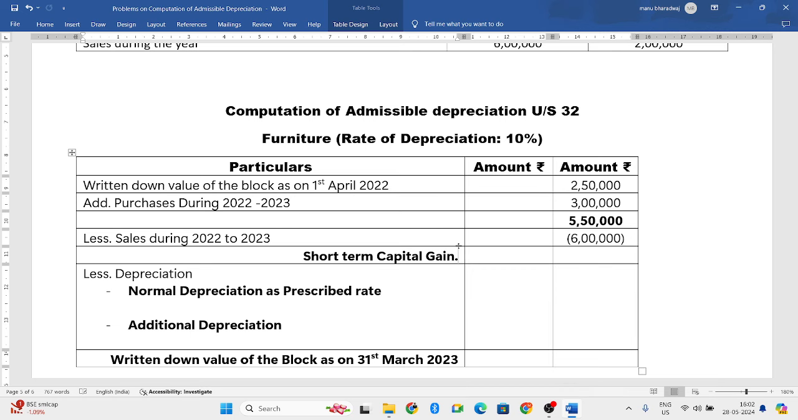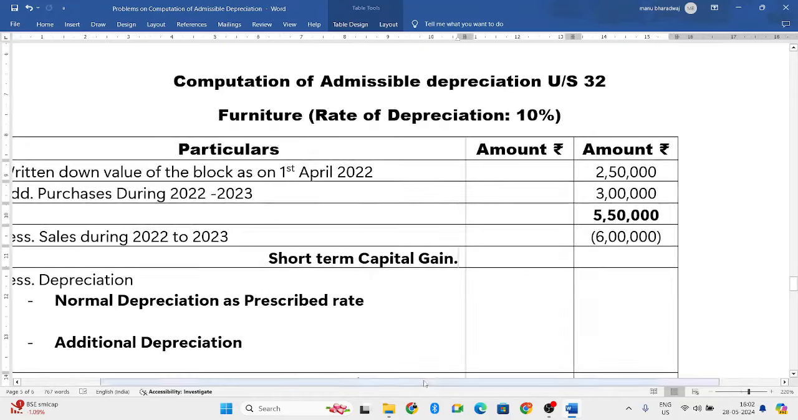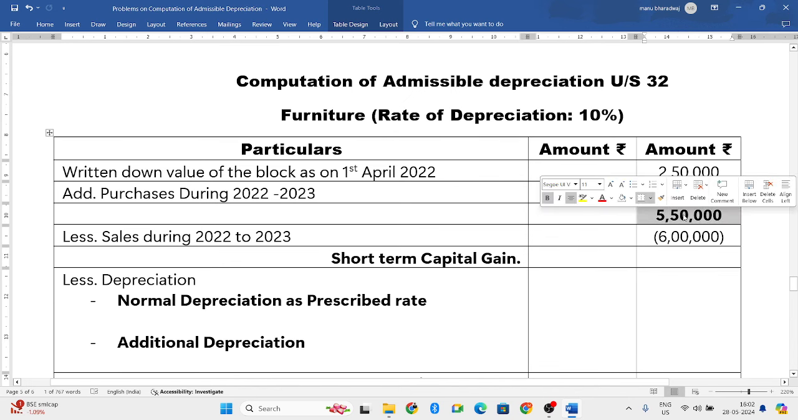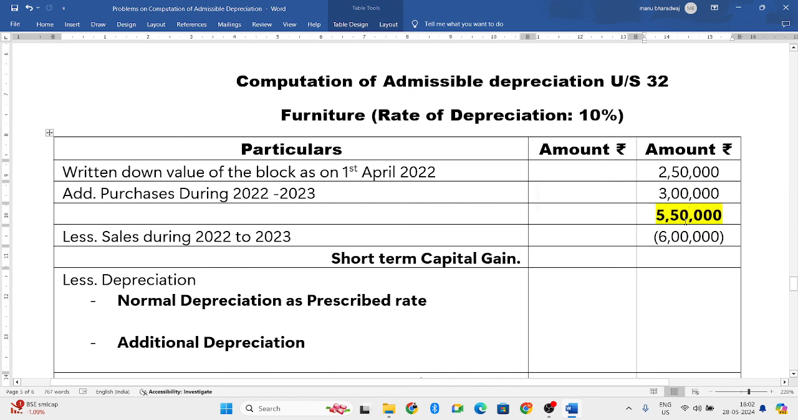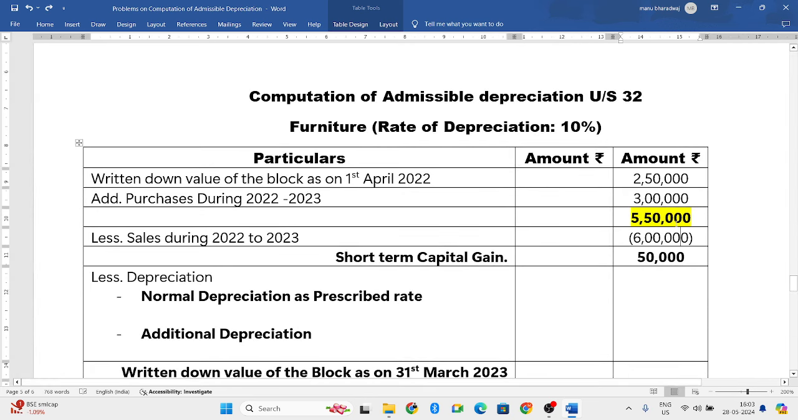So what is the meaning of short term capital gain? Anyway you will be studying a separate chapter on this in Income Tax 2, but I'll just give the summary of what it is exactly. So 5,50,000 is the value of the asset. After all the purchases you have made, the total assets in your organization are 5,50,000, and you have sold that for 6 lakh, so you have made a profit of 50,000 rupees. This profit is known as short term capital gain.